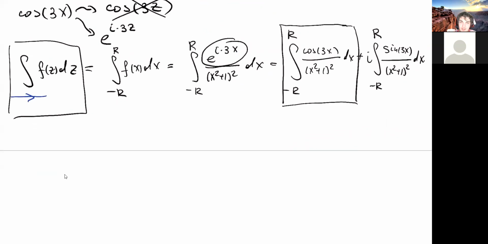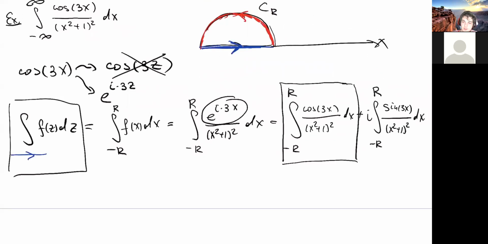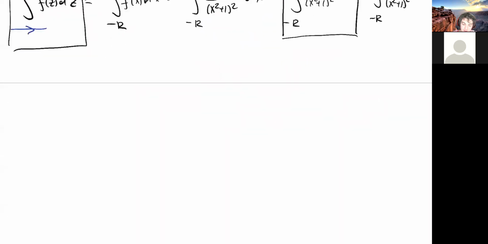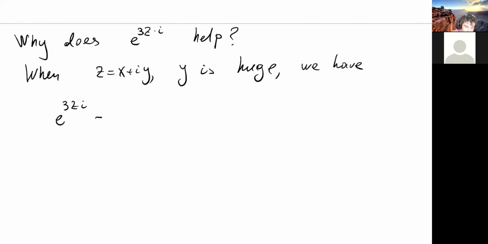Well, I at least hopefully somewhat convinced you that this is not a suicidal replacement. When we did e to the i3z instead of cosine of 3x, it wasn't a failure, at least. So why does it help us? I'll give a very sketchy reason. When z is equal to x plus iy, and y is huge, we have e to the 3zi equal to e to the 3xi times e to the minus 3y.